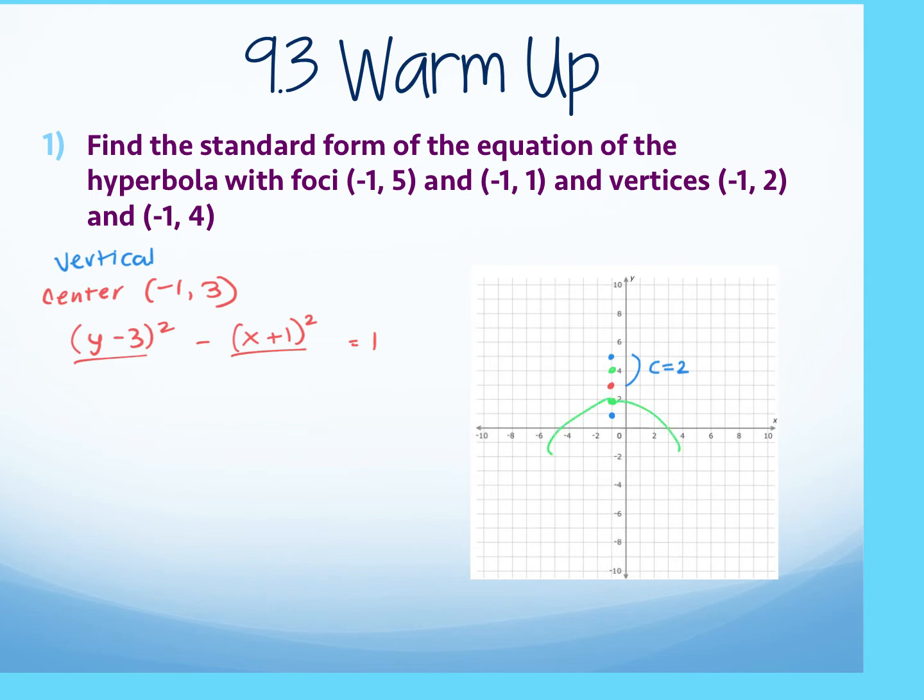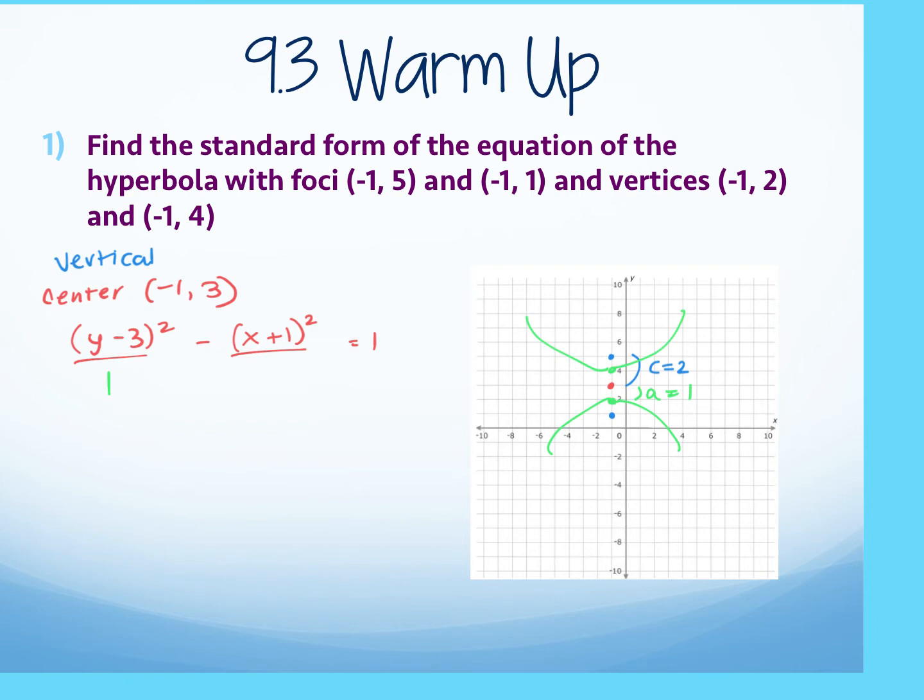Then the other piece of information that's given is that the vertices are (-1, 2) and (-1, 4). So my hyperbola looks like that. And that just told me that my a is 1, because the distance from the center to the vertices is 1. So this would go over 1 squared, or 1, and actually you don't even need it. You can go back to (y - 3)².